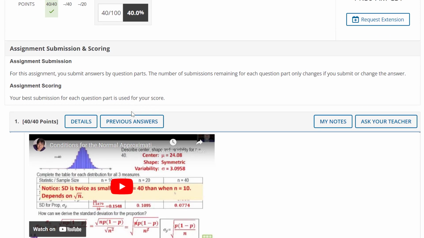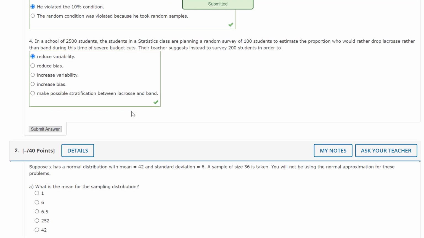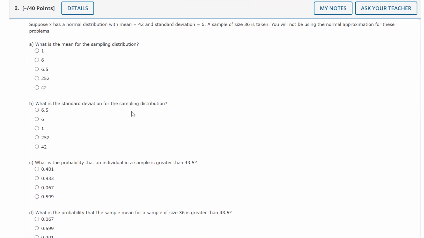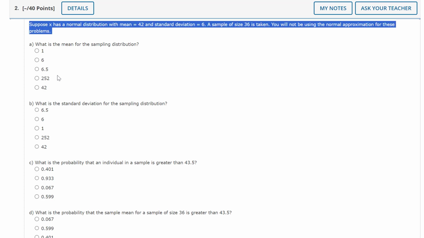And yay, they're all right, as they should be. And now we'll go to the last part. So now we have a normal distribution with mean of 42 and a standard deviation of 36. You will not be using the normal, so don't worry about normal approximation. I stopped dealing with that. I can actually edit that out now.